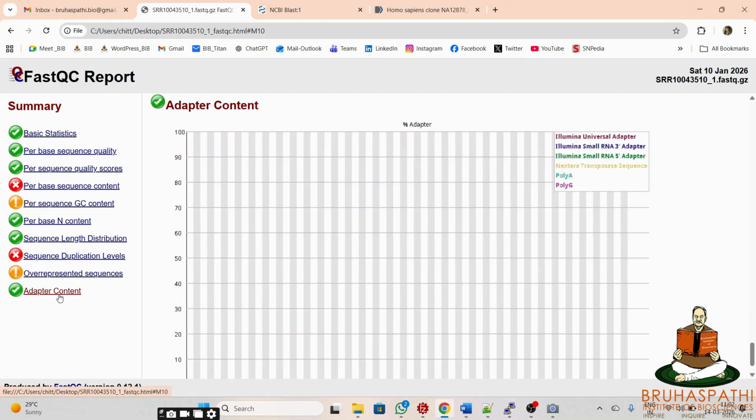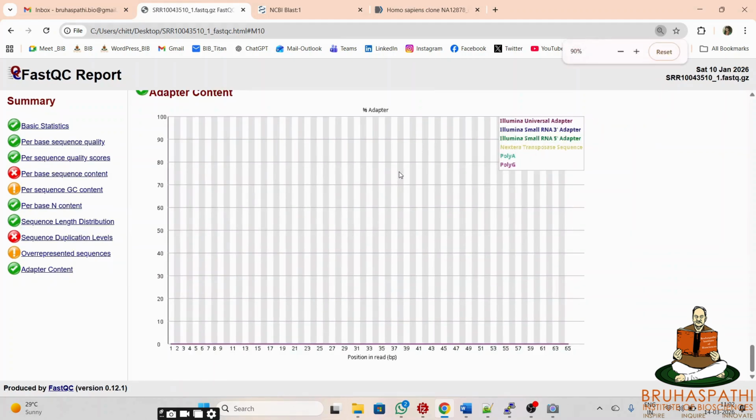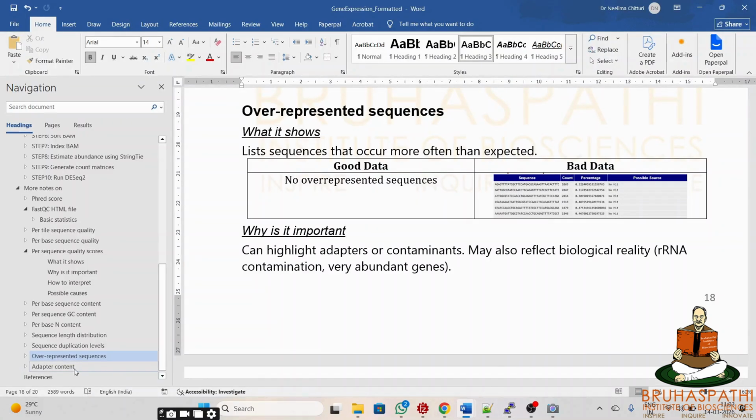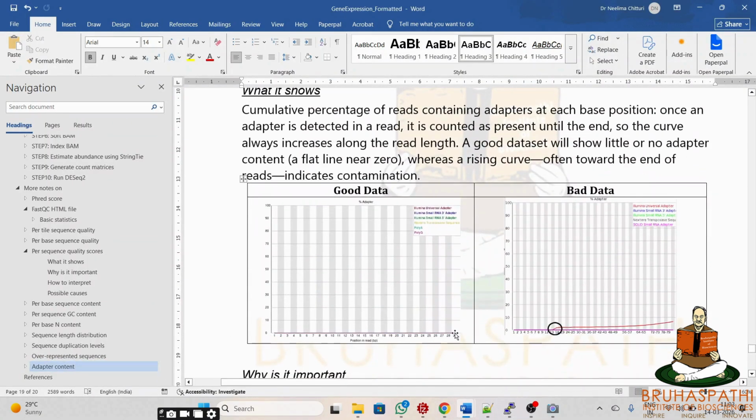Now let's get into the last part, which is adapter content. In sequencing, it is usual to have adapter contamination because adapters are the bits which are required in order to start a sequencing process. So the adapter contamination should be the lowest or should not be there. Let's see a good example and a bad example. This indicates there is no adapter contamination, which is good, and this indicates adapter contamination is there. Of what? It's an Illumina universal adapter, and that particular adapter has to be removed from the data.